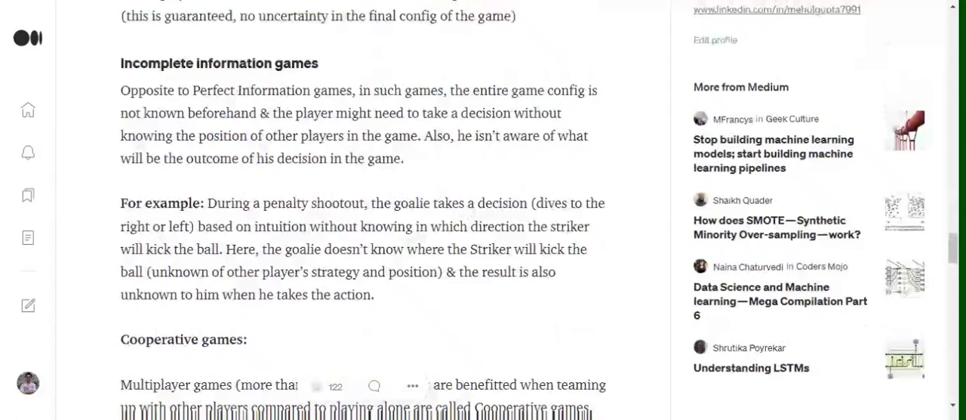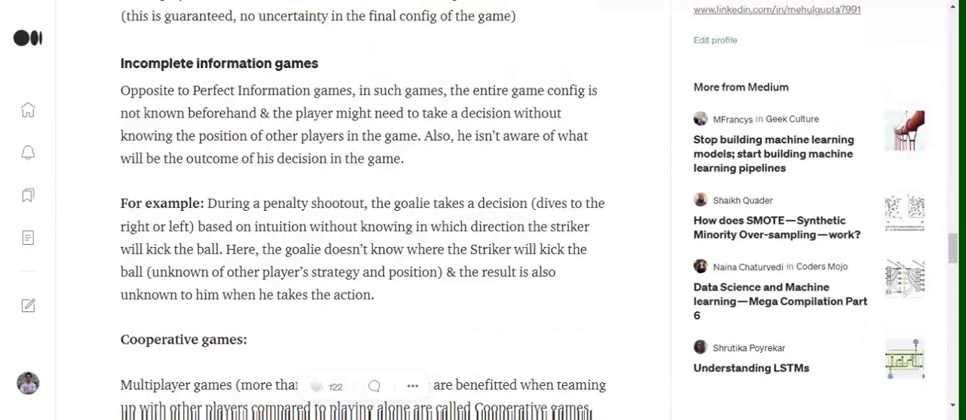Now we must understand what is an incomplete information game. Opposite to a perfect information game, these are games in which either the player doesn't know the current position of his opponent, or once he takes a decision, he's not very sure what would be the resultant configuration. It's called an incomplete information game.